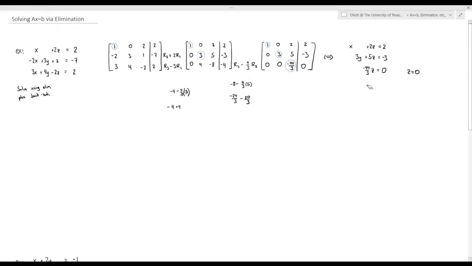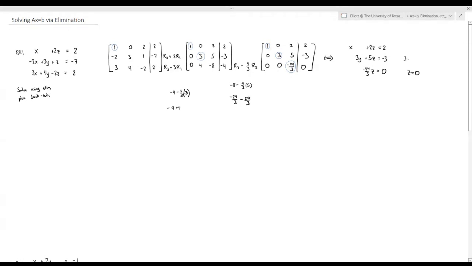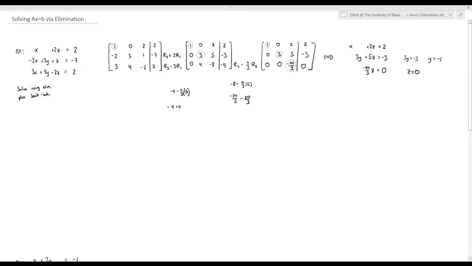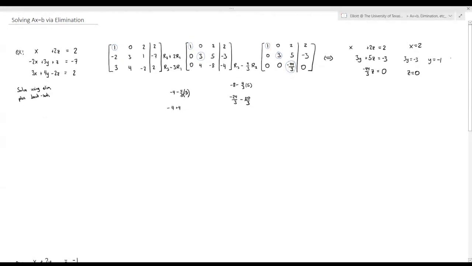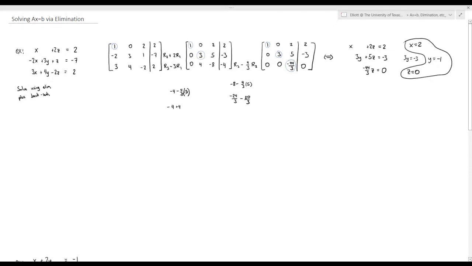Okay. Substitute back into the second equation. So z is 0, you get 3y is -3. So that y is going to be -1. And then lastly, plugging in z is 0. And if there were a y term, you would also plug in -1 for y. But just plugging in z is 0, and that gives us x equals 2. So then right now, this would have been the solution to the system of equations, okay?